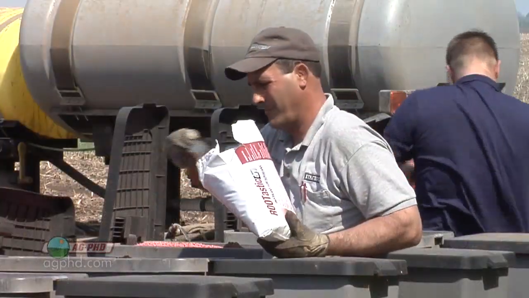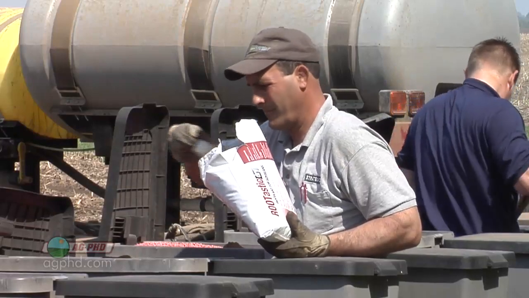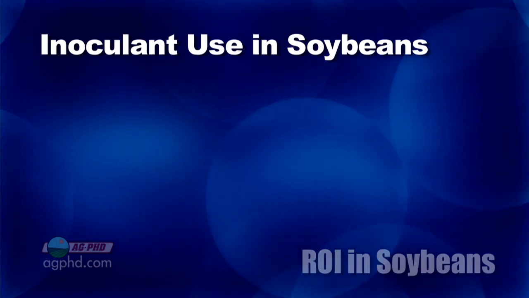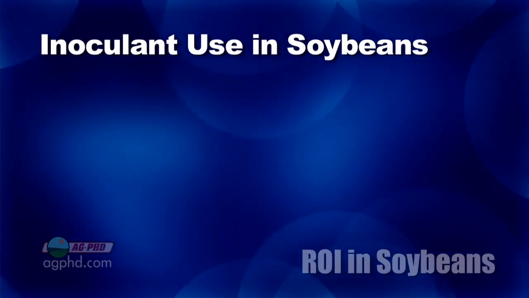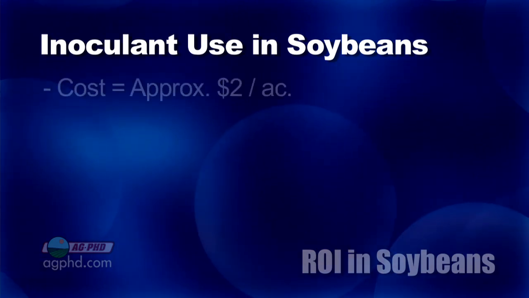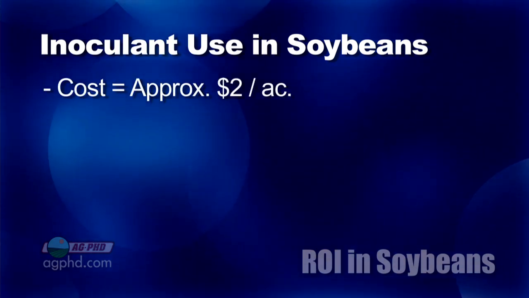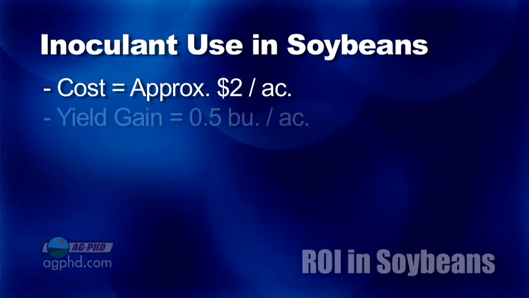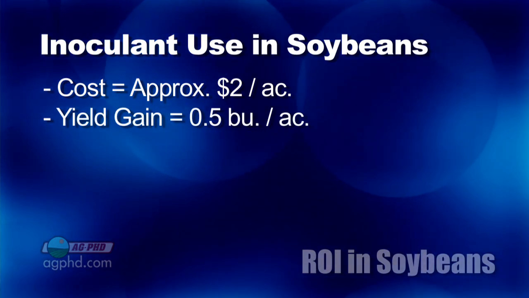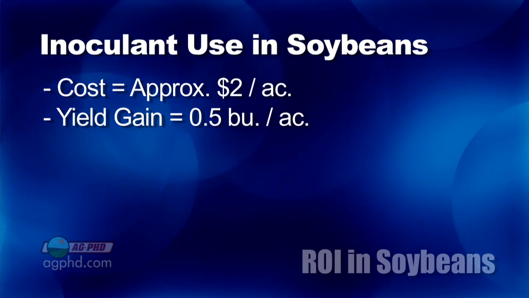So I just want to give you one quick example here. And this may turn out better or worse for you and your farm. That's not the point. I just want to show you here with inoculant in soybeans just how to run some simple calculations and what we do in our own operation. So for example, inoculant in soybeans will run roughly $2 an acre. And if I can gain a half a bushel in yield, you might say, well, boy, it's only a half a bushel. It's not even worth messing around.